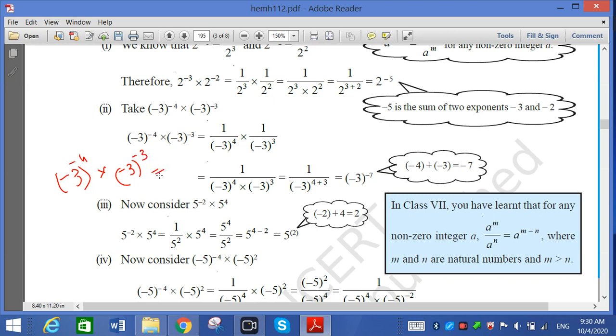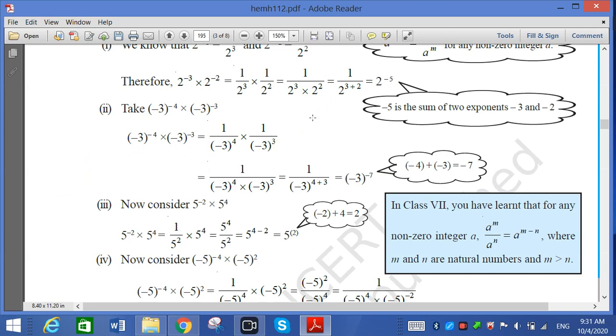So what do I have to write? It is easy: minus 3 to the power minus 4 minus 3, so minus 3 to the power minus 7. So minus 7 is the correct answer. You will see that it is easy when we use this type of law.